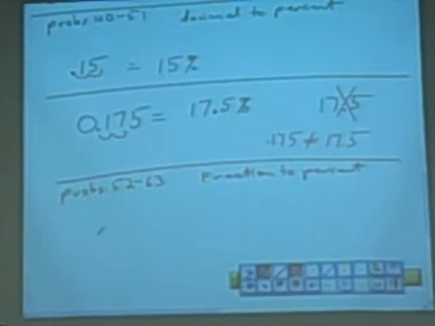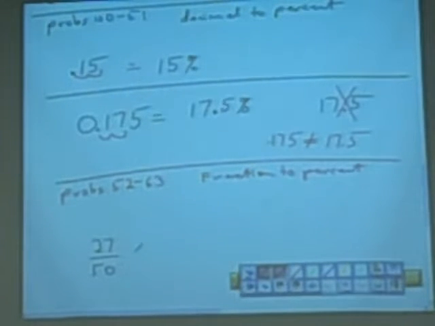And so if we have something like 27 over 50, what we want to do here is change this fraction to a percent. So what we want to do is multiply that times 100. So that would be like saying times 100%.